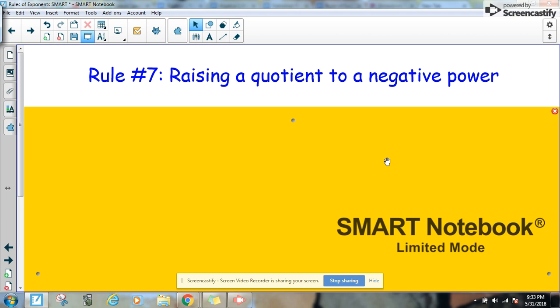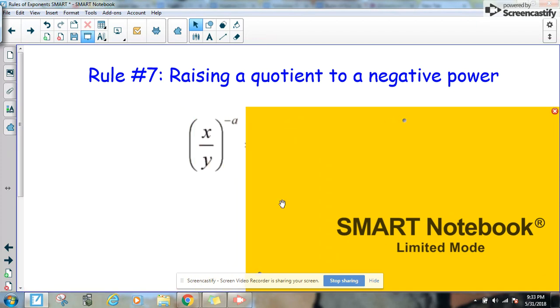The final rule of exponents we're going to look at is raising a quotient to a negative power. In the event that you're raising a quotient to a negative power, the first thing you're actually going to do is take your quotient, x over y, being raised to this negative power, and apply the negative power rule. The negative power rule says to basically take what was negative and send it to the other side.